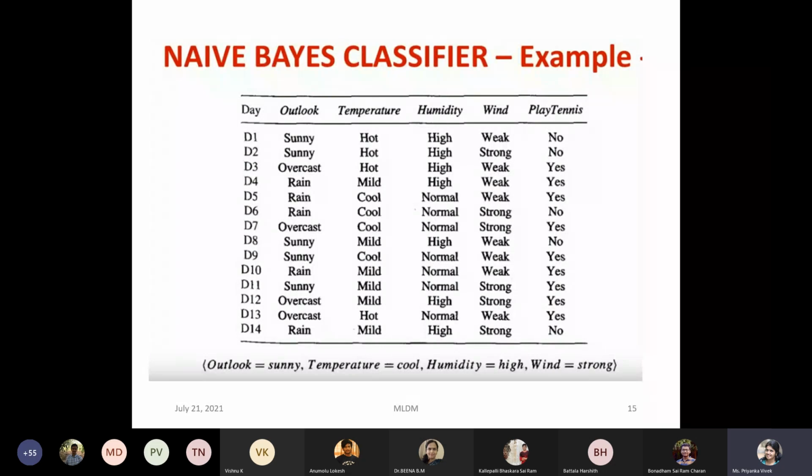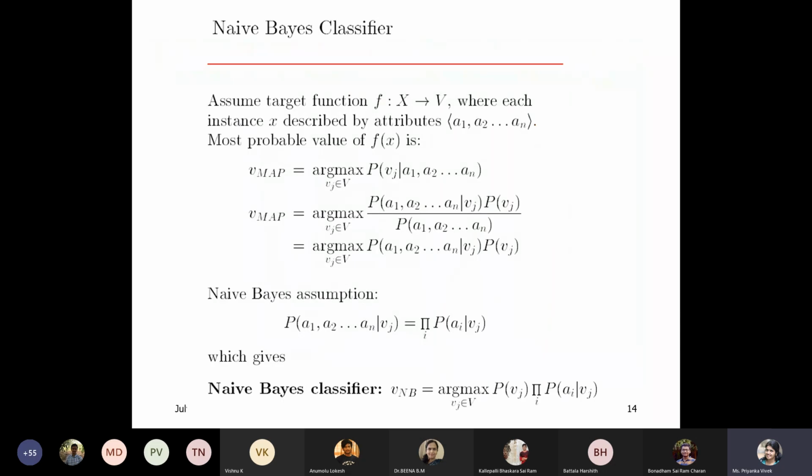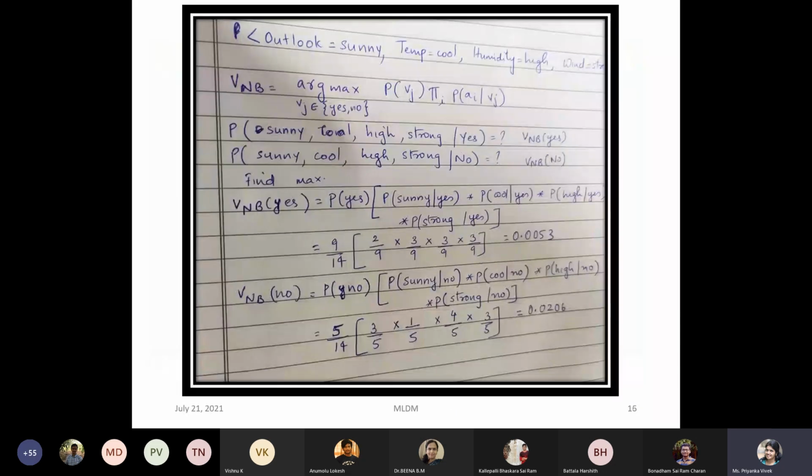For the probability of yes given this instance, what is our right hand side? It is each attribute. So the probability of yes given sunny, cool, high, strong, that's what our input is. How do we write it? It is equal to the probability of sunny given yes, into the probability of cool given yes, into the probability of high given yes, into the probability of strong given yes. I think if I show, it will all come together.